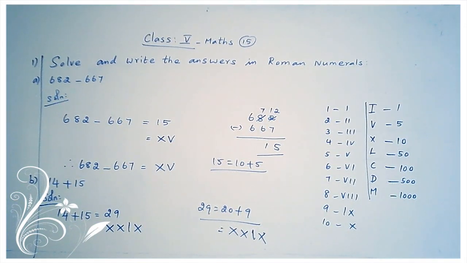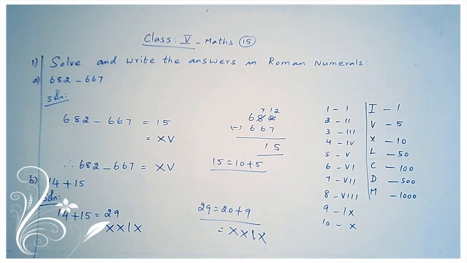First A, 682 minus 667. So first of all, subtract 667 from 682. So the answer is 15. Now you convert into Roman numerals. So 15 means XV. The next question, 14 plus 15. So first of all, you find the value of 14 plus 15. So the answer is 29. Now you convert into Roman numerals.